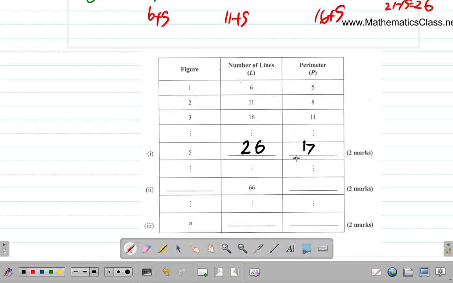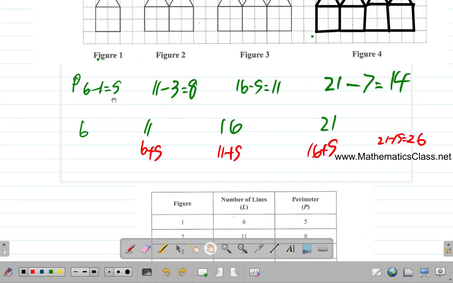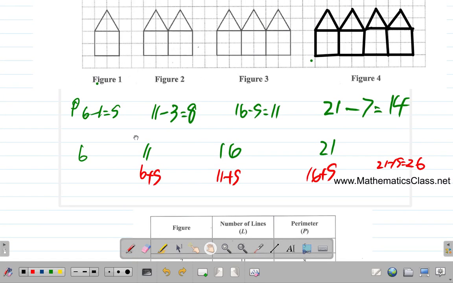But then the next thing is, they give one with number of lines 66. So how is that going to work? Alright, we have to see how that is going to work now. We have to come up with a general pattern here. So you see, figure 1, we start with 6. Now 6 times 2 is 12, and 12 minus 1 is 11. 11 times 2 is 22. Alright. So you have to come up with some pattern.